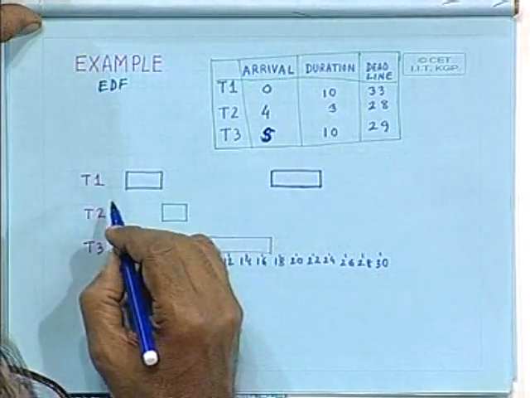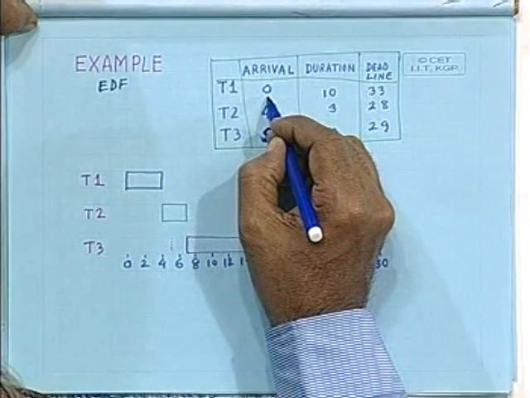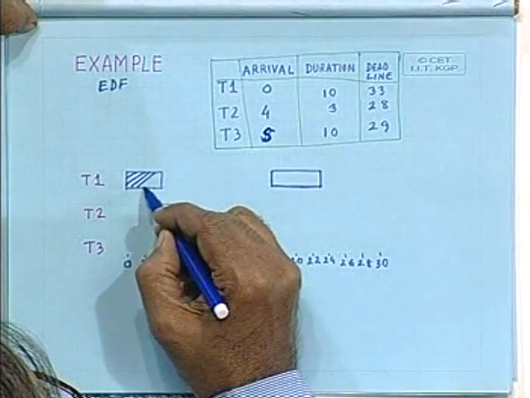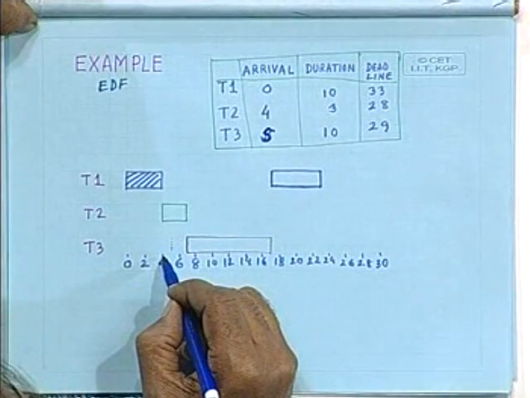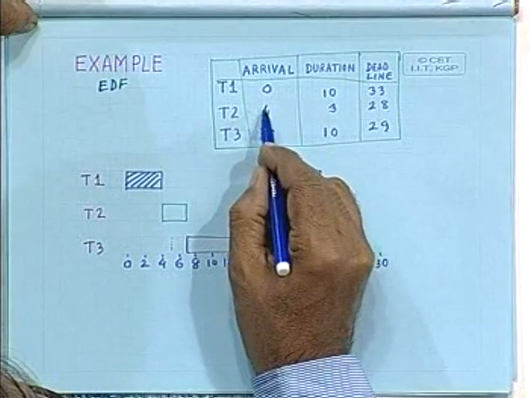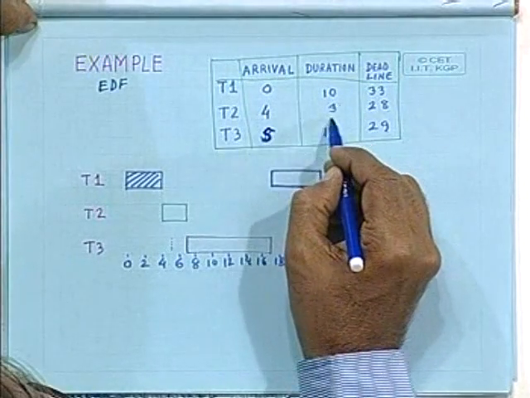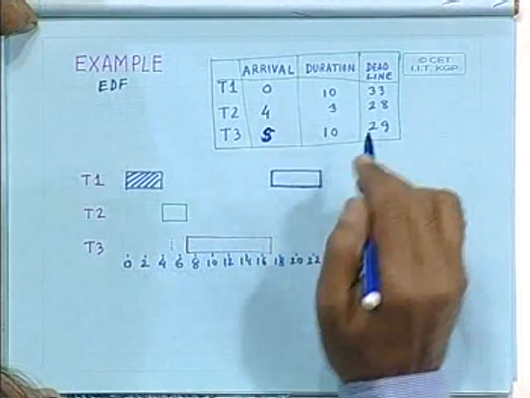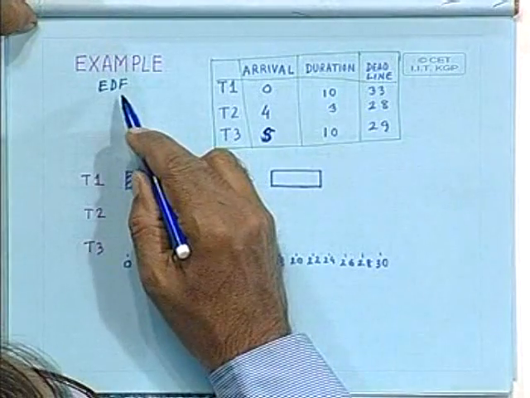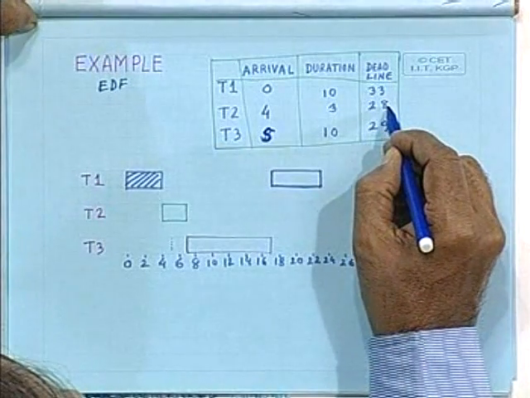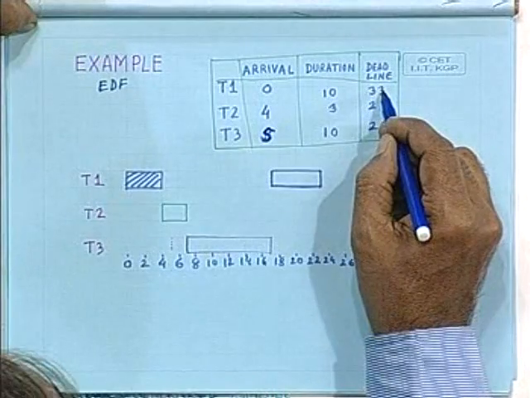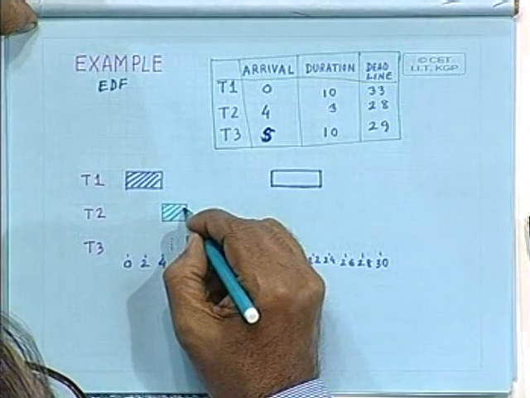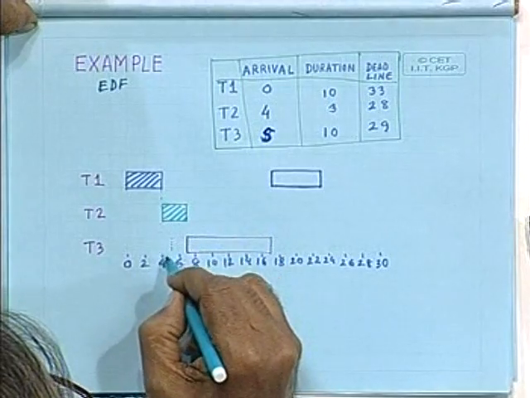Here you see the task T1 has arrived at time T0, so it will be scheduled first. T1 will be executed up to 4 time units, and after that T2 arrives, which has a smaller deadline time. Since the deadline time is 28, it is scheduled, though the criterion here is not execution time but earliest deadline first. 28 is earlier than 33, so task T2 is scheduled, and task T1 is preempted at time unit 4.